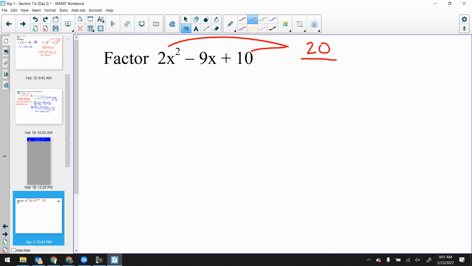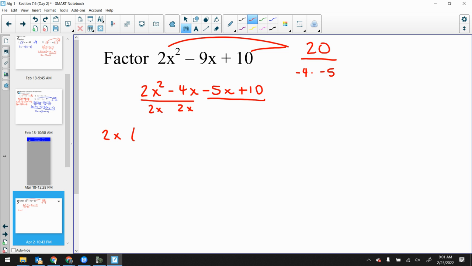Catch the negatives, though. That's the weird part about this one. Negative 4, negative 5. So we have 2x squared minus 4x minus 5x plus 10. Factor by GCFs. Factor by grouping. 2x is my GCF here. So we pull that out. Leaves me with an x minus 2.